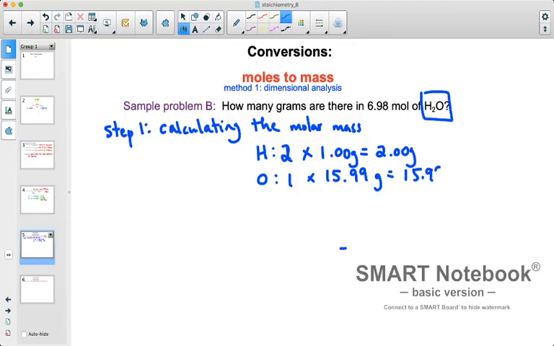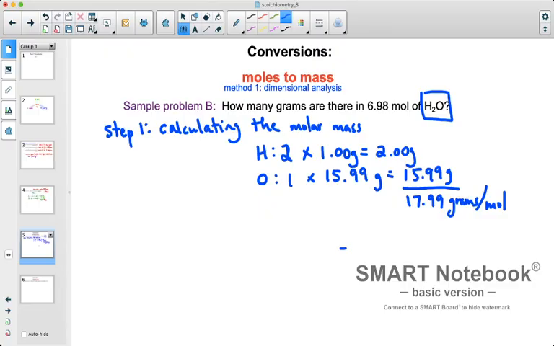And when I sum them together, I get a molar mass of 17.99 grams per mole, because it's molar mass.